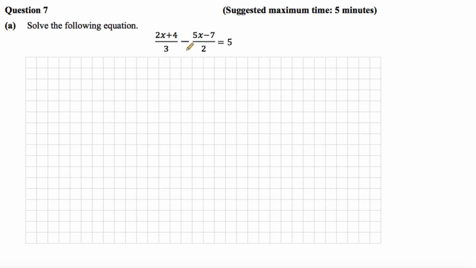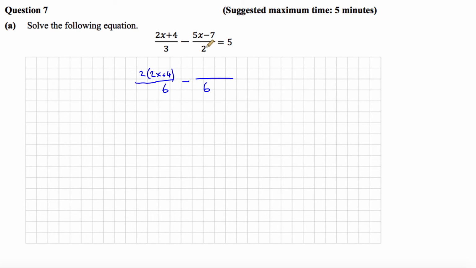And if we're subtracting fractions, we cannot subtract them until the denominators are the same. So we're going to look for the lowest common denominator of 3 and 2, and that would be 6. So I'm going to change both these fractions to something over 6. Well, what did we do to this 3 to make it become 6? Well, we doubled it, so then we're going to double the top of the fraction as well. So it's double 2x plus 4 on top.